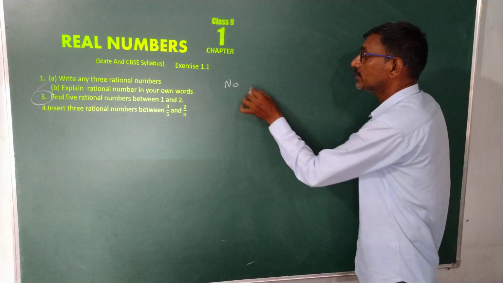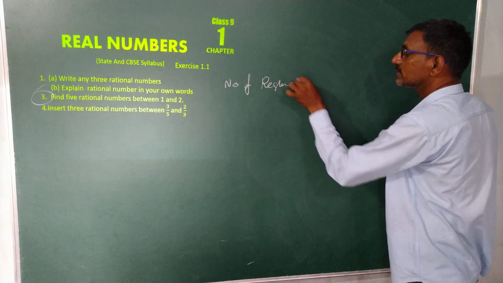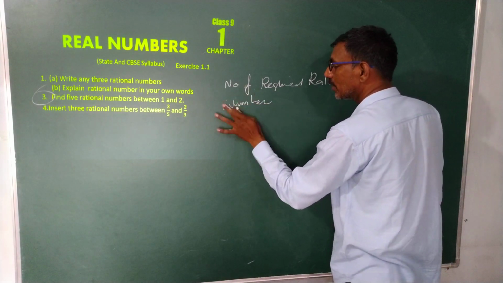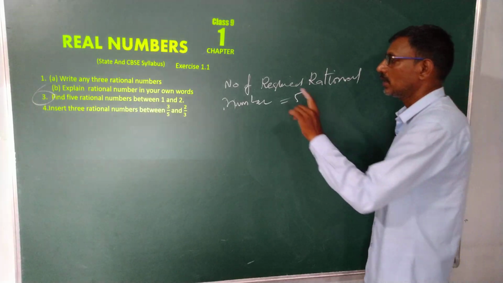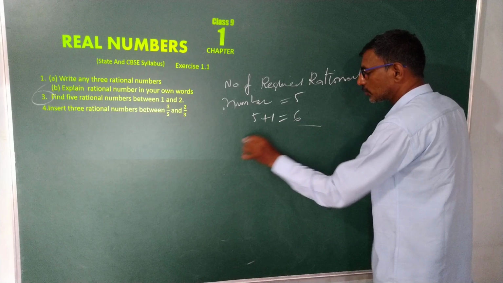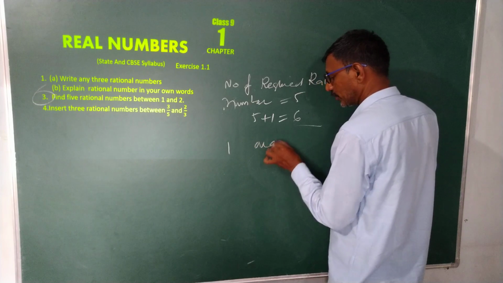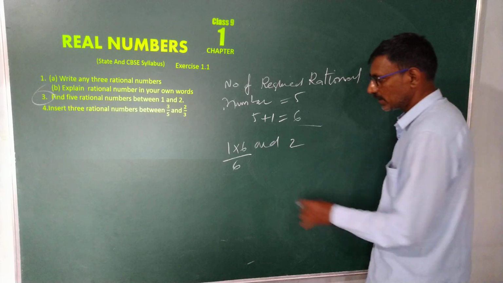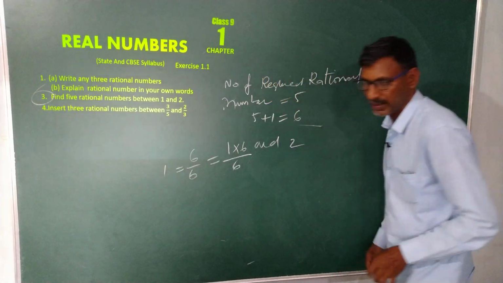Keep in mind the number of required rational numbers is 5. Keep in mind 5 plus 1, that is equal to 6. Keep 6 in mind. And coming to 1, 1 multiplied with 6 and divided with 6. This is nothing but 6 by 6, which is nothing but 1.